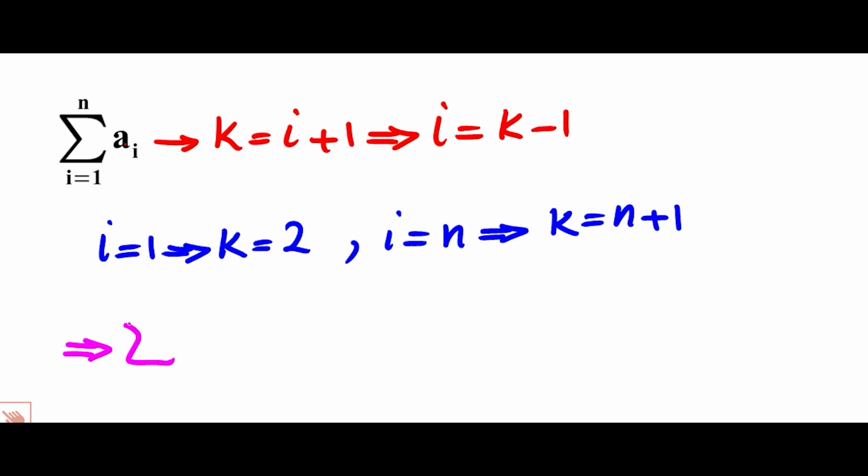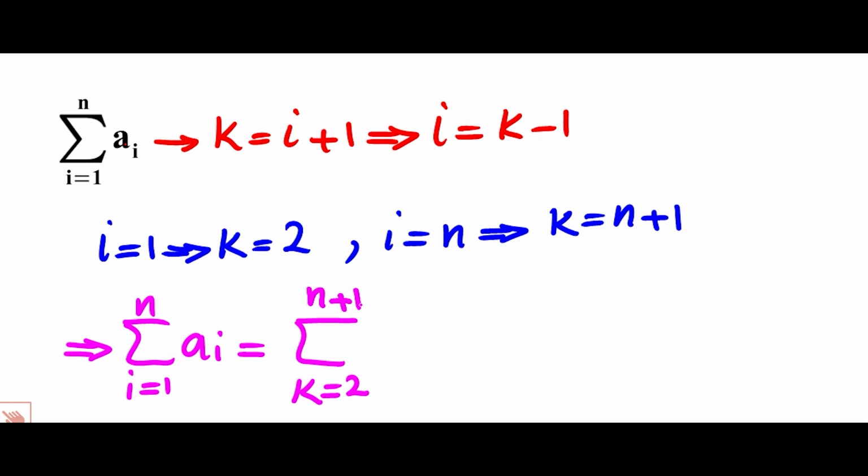So the sum of a_i from i equals 1 to n equals the sum from k equals 2 to n plus 1 of a_(k minus 1), since i equals k minus 1. This is the basic idea of index shifting.